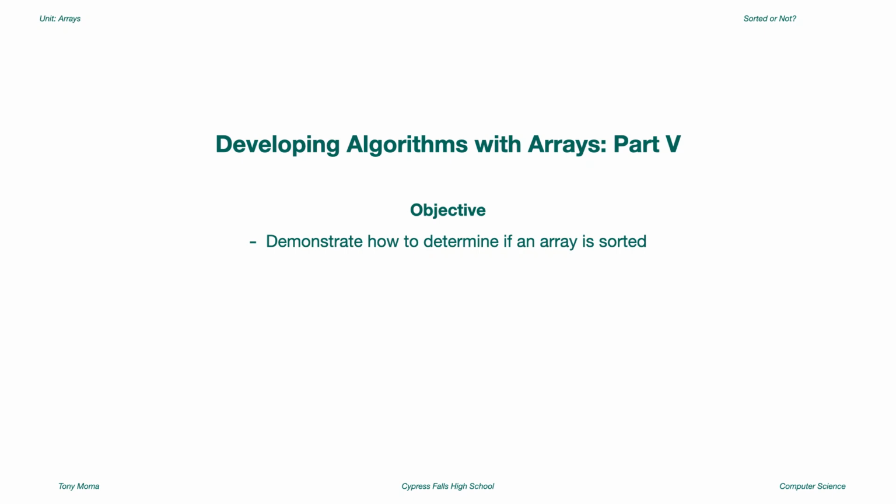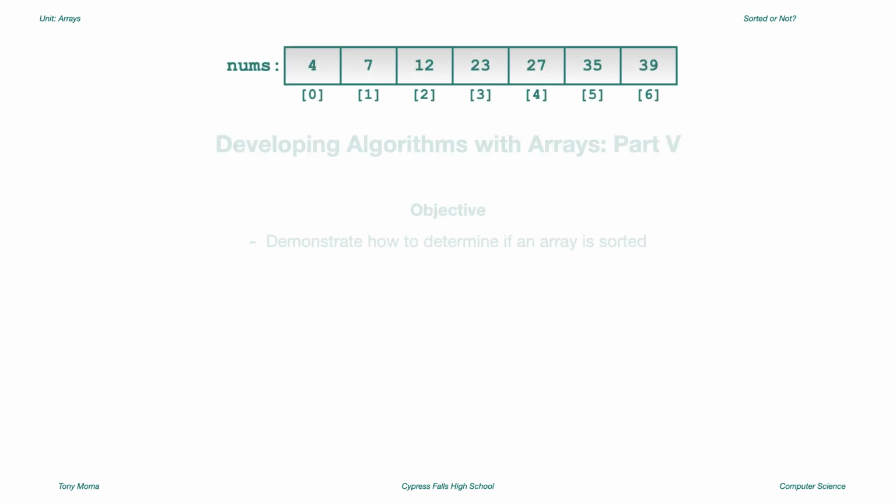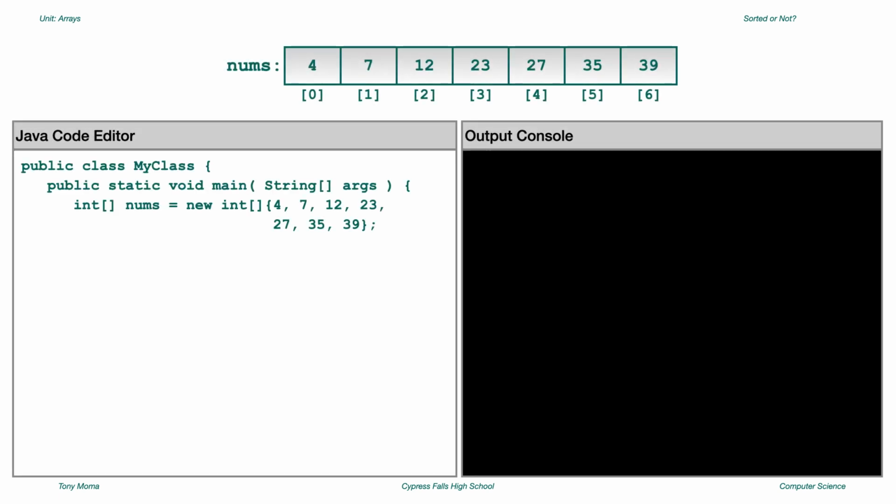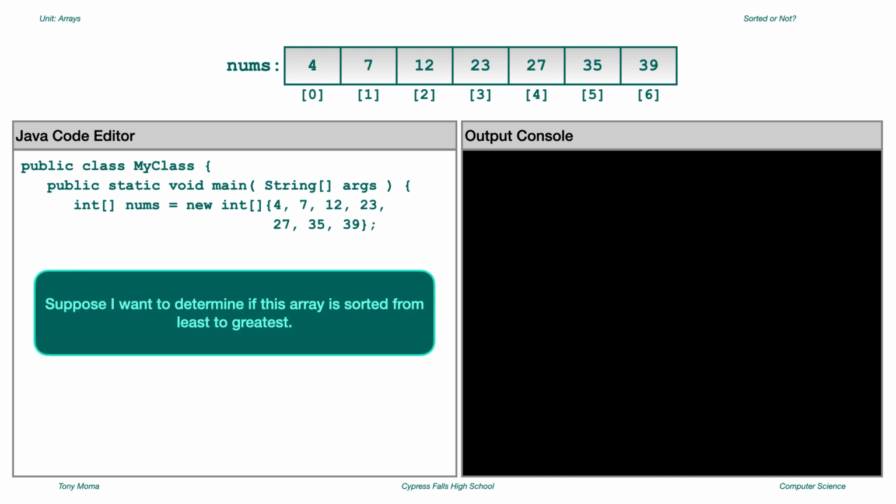Developing Algorithms with Arrays, Part 5. In this video, we will demonstrate how to determine if an array is sorted. Consider the following program where we declare this array of integers. Suppose I want to determine if this array is sorted from least to greatest.